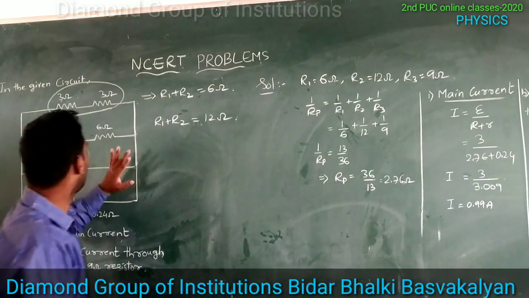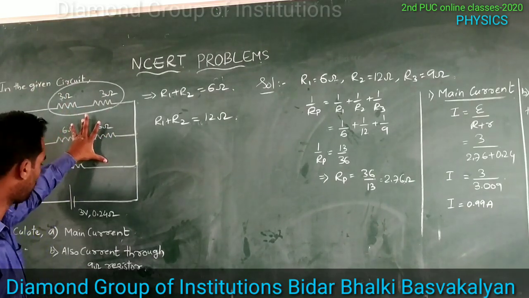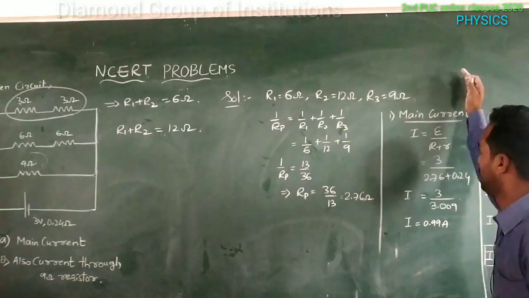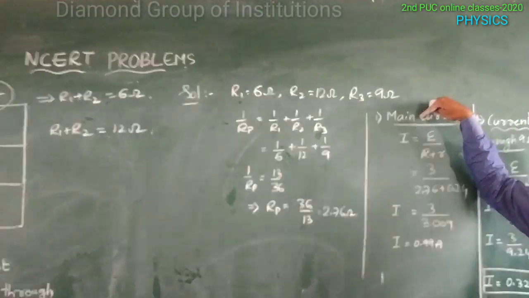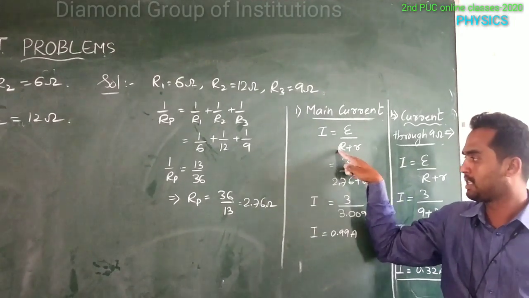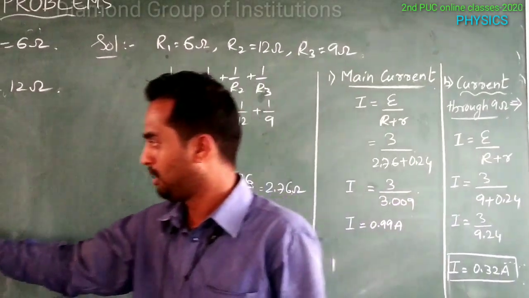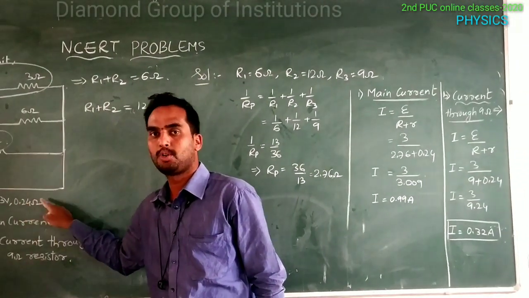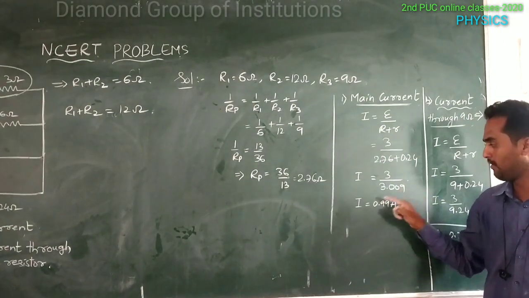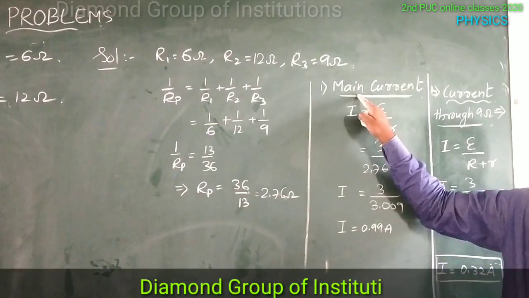So we calculated the overall resistance, the total resistance in the complete circuit. Now the question is the main current. What is the main current formula here? Main current I equal to E divided by capital R plus small r. E value is 3 and resistance value is 2.76 plus internal resistance value 0.24. If you do the addition and calculation, we get the main current as 0.99 ampere. That is called main current.